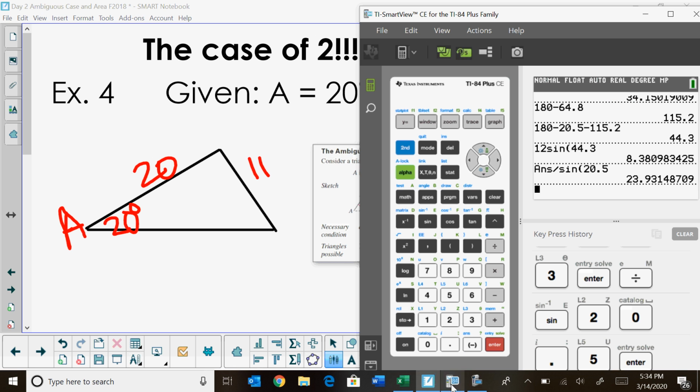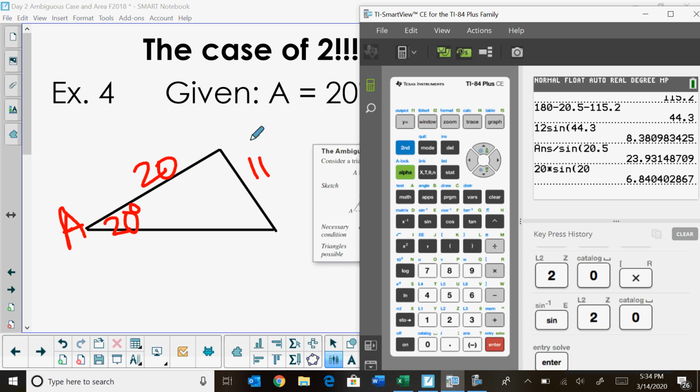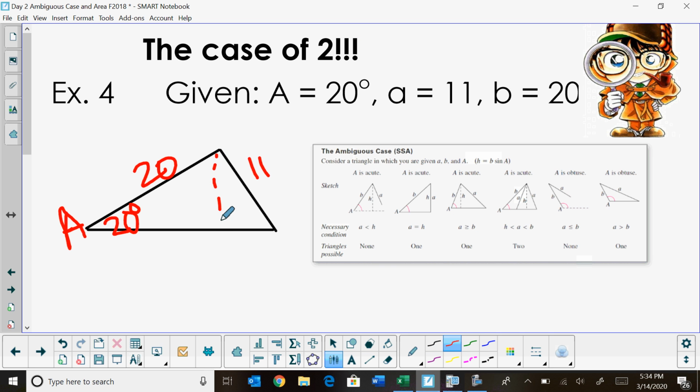So let's check our height. To find the height, we take the adjacent side, which is 20, times sine of A, the given angle, which is 20. So the height is 6.8. This height, 6.8, is shorter than the side 11, so indeed we can have a swing arm. So we're going to have two possible triangles.